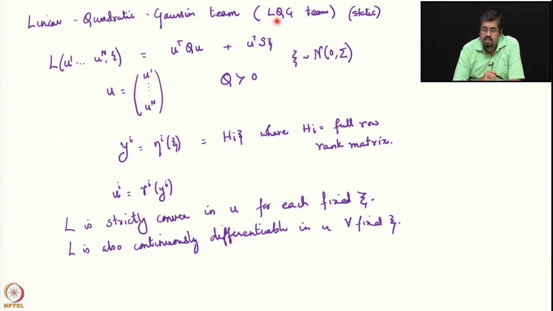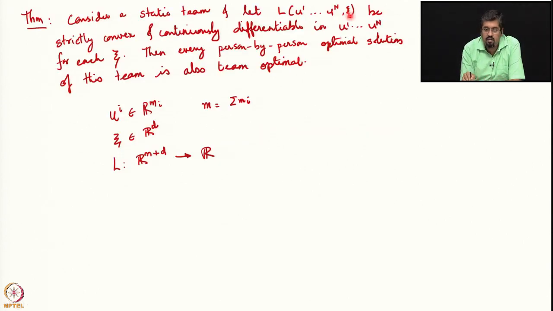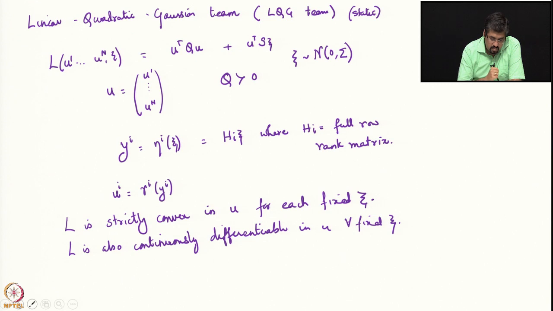Now, in either case, L satisfies the hypothesis of this theorem here. If you have a static team in which L of u_1 to u_N comma psi is continuously differentiable and strictly convex in u_1 to u_N for each fixed psi, then every person by person optimal solution is also team optimal. Consequently, every person by person optimal solution of this LQG team would also be team optimal.